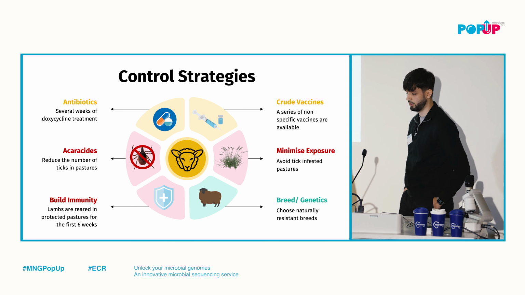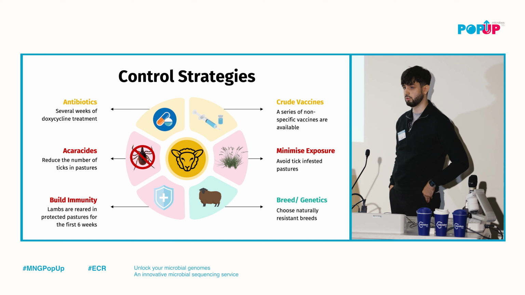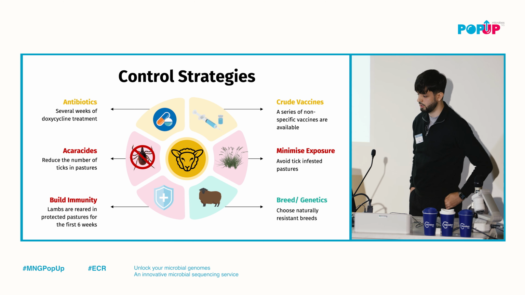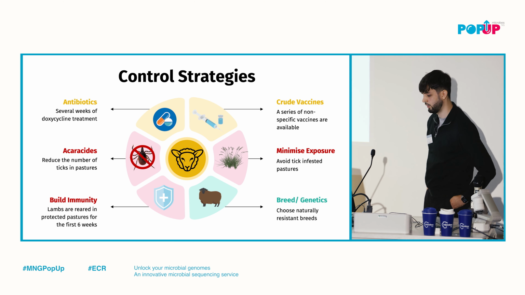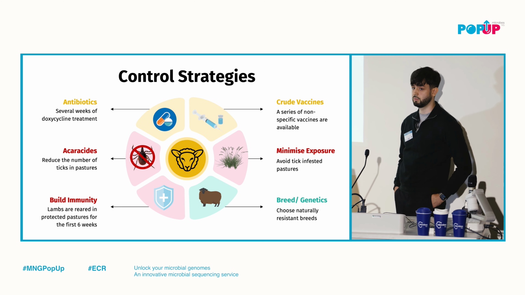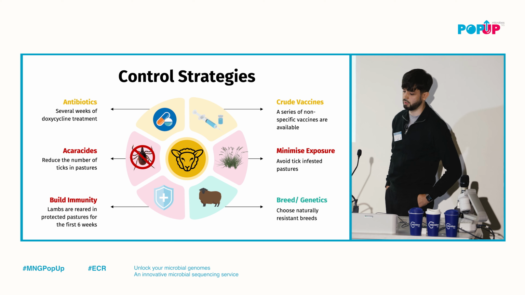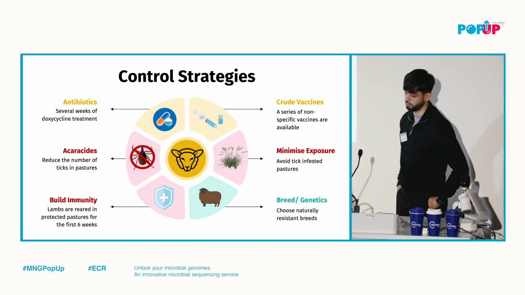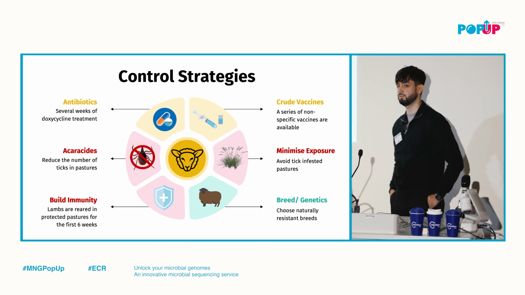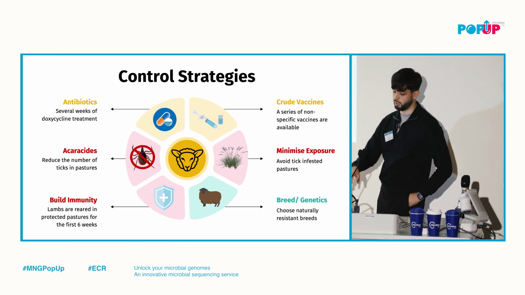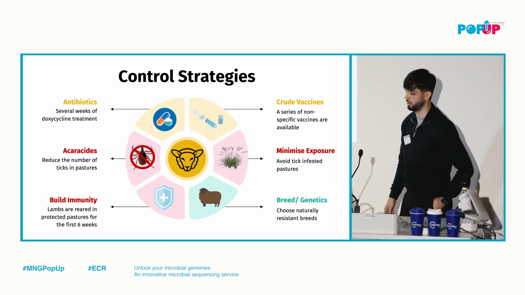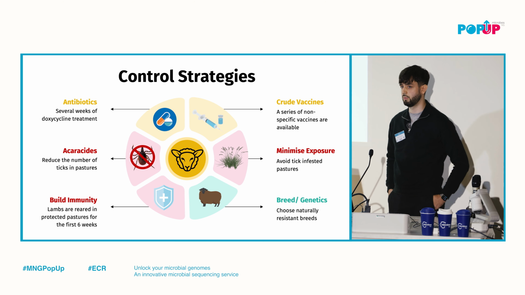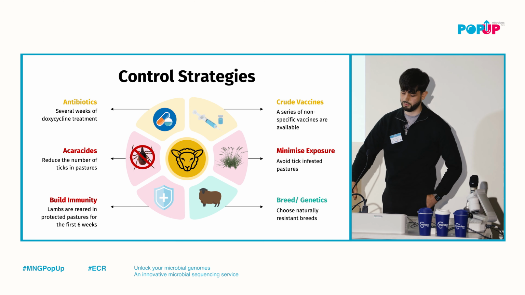We can also spray acaricides, which will reduce the number of ticks biting your animals, and we can avoid tick-infested pastures. Generally, farmers will rear the lambs in protected pastures for the first 6 weeks of life so that they can build up their innate immunity, so that when they do encounter the disease, they're more capable of fighting it off. Lastly, it's very important that you choose the correct breeds. Breed choice is really important, as some breeds are far more naturally resistant than others.